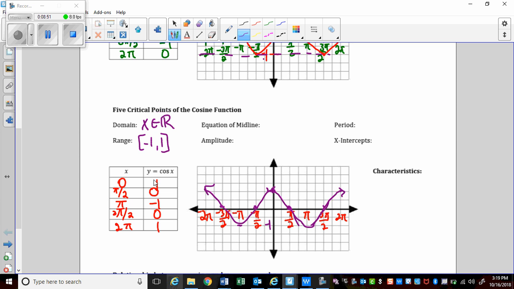The equation of a midline, at least for this function, is still going to be y equals 0 along the x-axis. The amplitude, if there's a number in front of your cosine, that's going to be your amplitude. If there's no number, this one is 1. Your period, cosine still makes one full revolution between 0 and 2 pi. So that distance is 2 pi. The x-intercept is going to be pretty much the same. This one is every interval of pi over 2. So we're going to say every interval of pi over 2 will look like this.